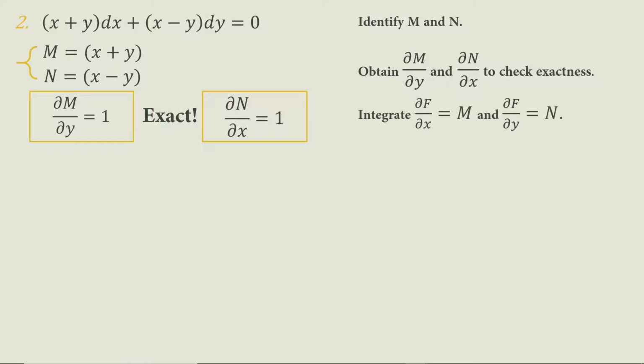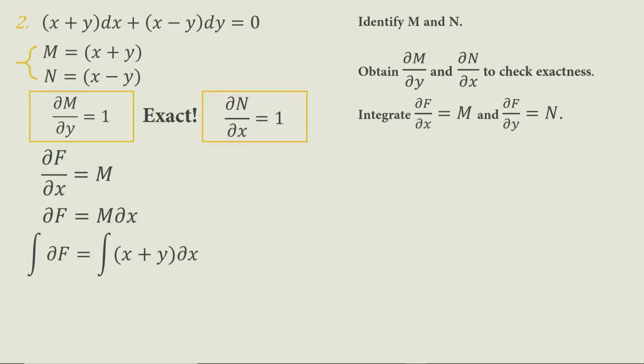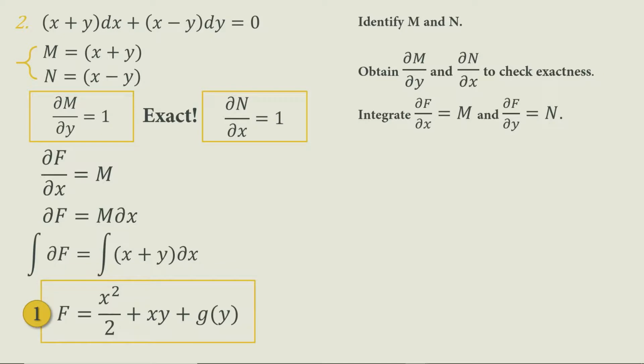And then integrating the partial derivative. So partial derivative of f with respect to x is equal to m. And then cross multiplying, m is equal to x plus y. And then we have to integrate. Okay. So f now is equal to x squared over 2, since integration of x dx is equal to x squared over 2. And then y dx is equal to xy, since y is considered constant. And then we have to add g of y.